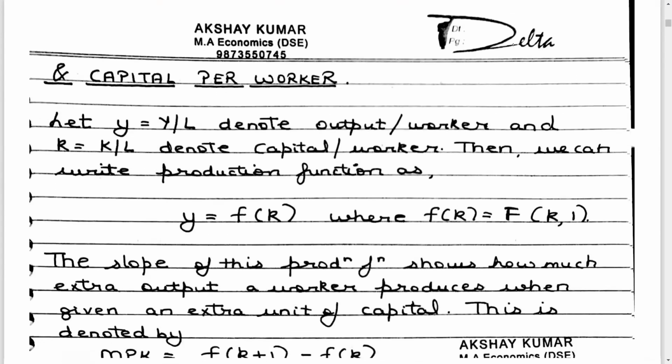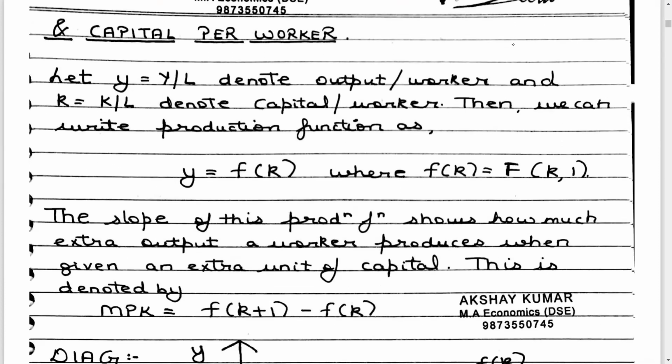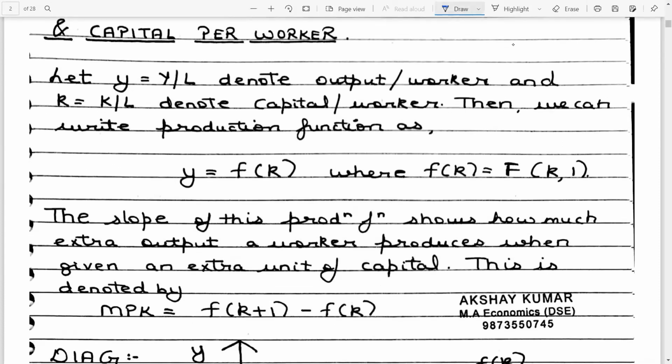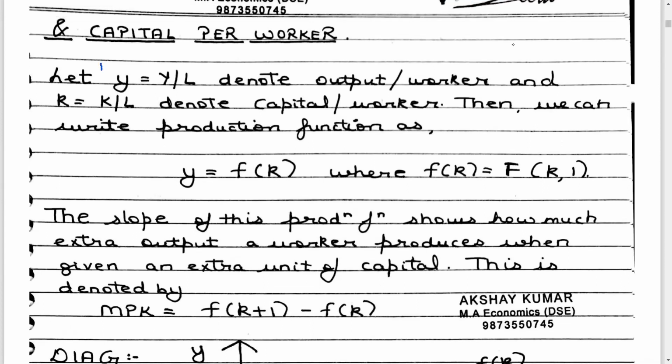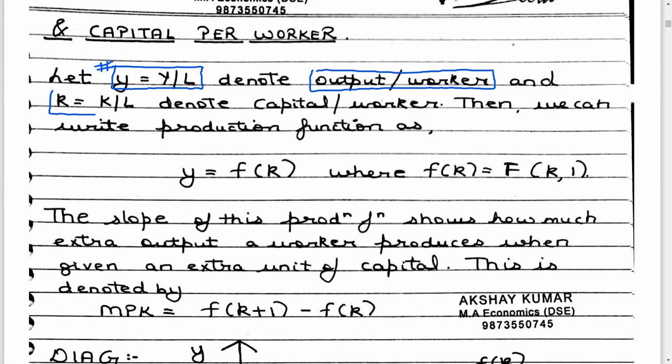Now you can clearly see, we are digging deeper into the model. Let small y, which is capital Y by L, denote the output per worker, and small k, which is capital K by L, denote the capital per worker. So on our screens, we have small y and small k. Small y is output per worker, small k is capital per worker.